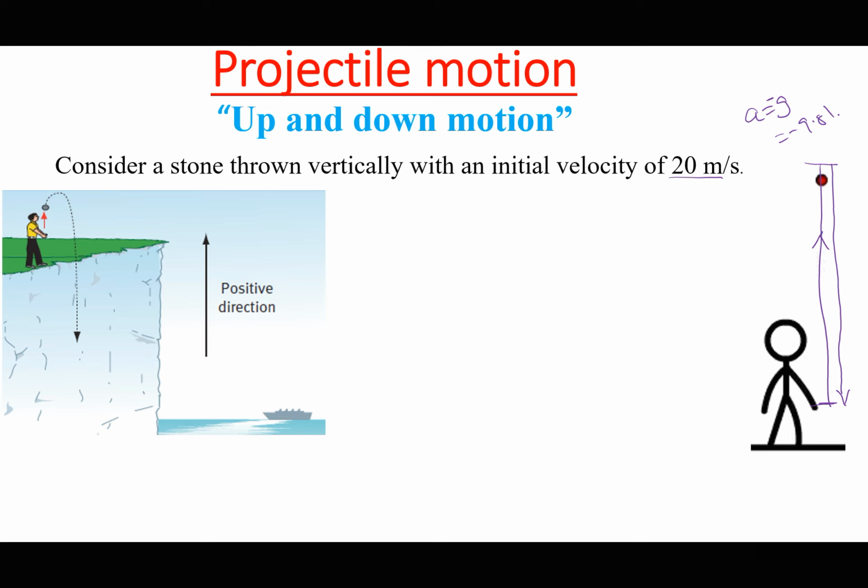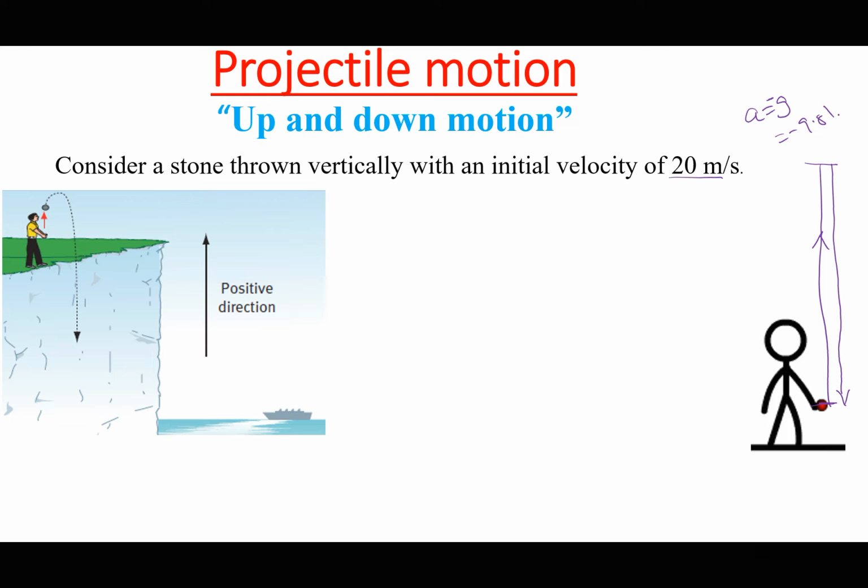However, the acceleration is going to be negative because the motion of the body is always against the force which is acting on the object. So the motion of the object is against the gravity in this case. So the sign convention here is going to be very important.